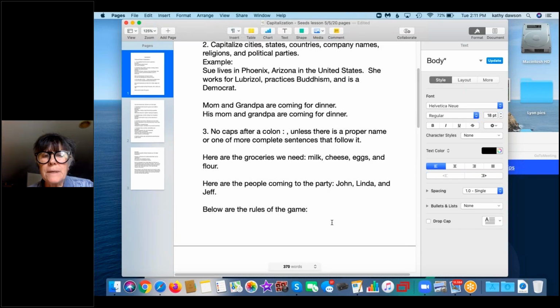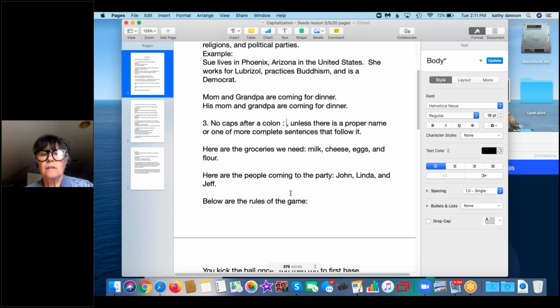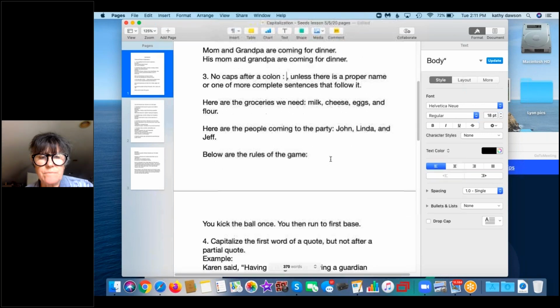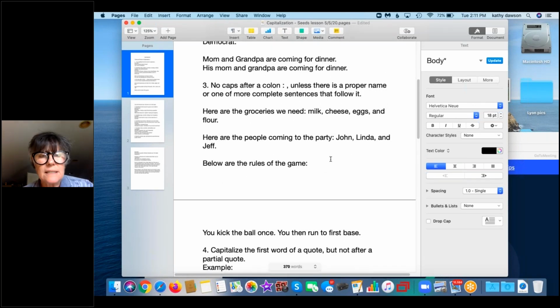Then we have: Here are the people coming to the party: John, Linda, and Jeff. So you use a capital after the colon because they're proper names. But normally after a colon you don't use capitalization. Does that make sense? Another example is if you have two complete sentences after the colon, like: Below are the rules of the game, colon, You click the ball once, period, and then run to first base, period.